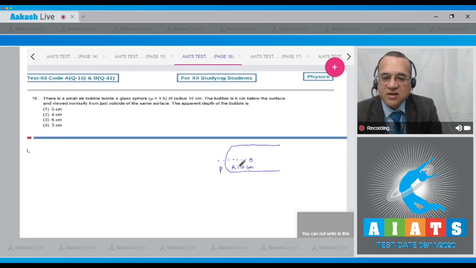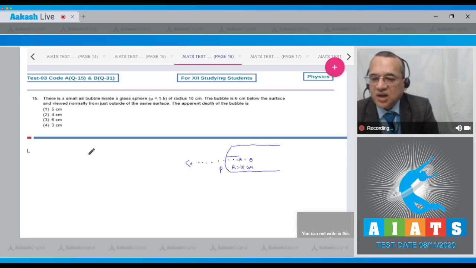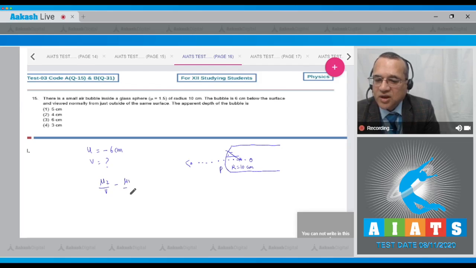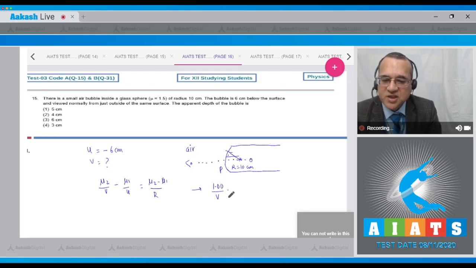Now, what is given is that the object or bubble is at a distance of 6 centimeter. That means if you look from outside, we are viewing from this side, then your u, because the ray will travel from here to here, will be equal to minus 6 centimeter. We have to find v, and the refraction formula is mu2 upon v minus mu1 upon u equal to (mu2 minus mu1) divided by R. Mu2 is the medium from where you are looking, that's air. So that is 1.00 upon v, which we want to find, minus mu1. Mu1 is from where the ray is coming, and this refractive index is given equal to 1.5. So 1.5, and what is u? That is minus 6. By sign convention it is equal to mu2 1.00 minus 1.50 divided by the radius of curvature, and the radius of curvature is equal to minus 10.